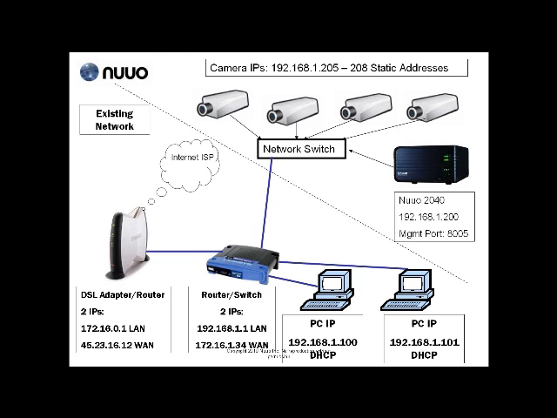172.16, right? And then the DSL adapter has another IP address. That's its public IP address. The address that faces the internet. That's the address that's there.